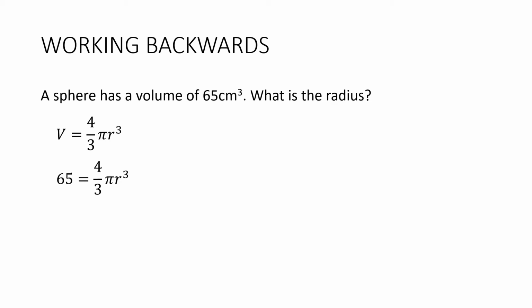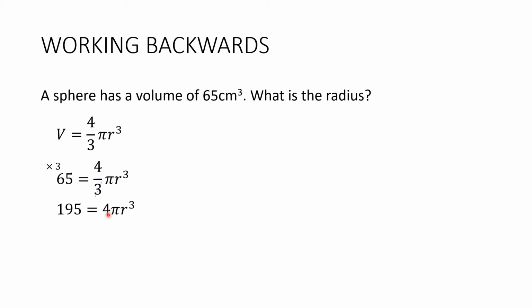Now we have an equation that we can solve, and we've got to systematically get rid of the 4/3 and the pi and the cubed until we get r by itself. Start by getting rid of this 3. It's a divide by 3, so it's going to come over here as a times, like that. Now let's work that out. 65 times 3 is 195.